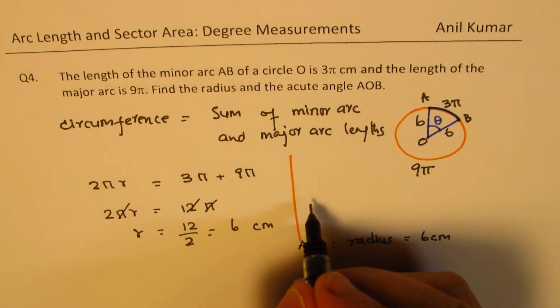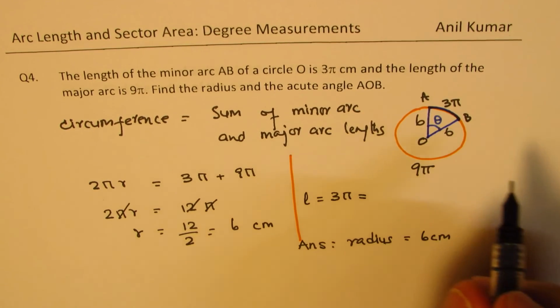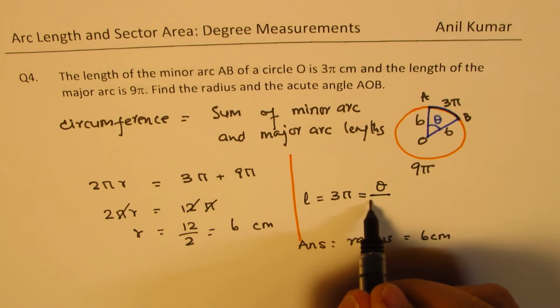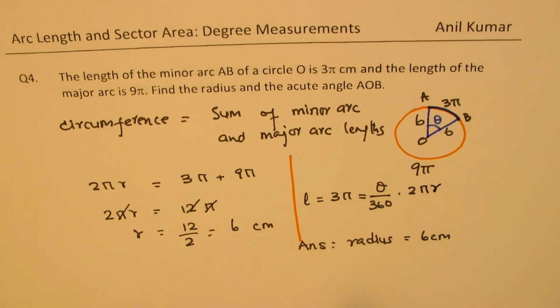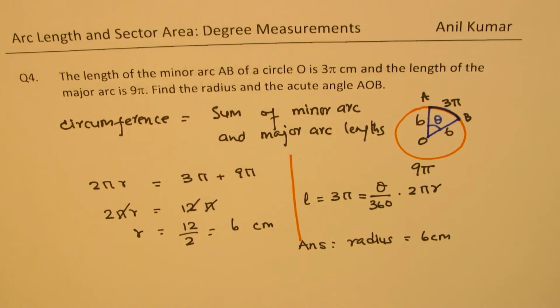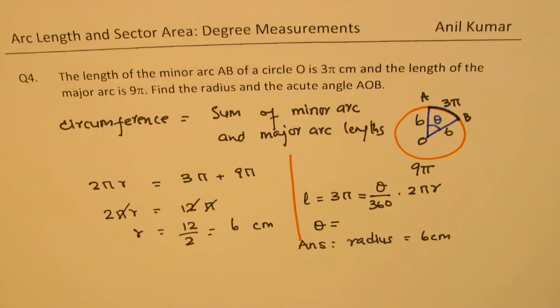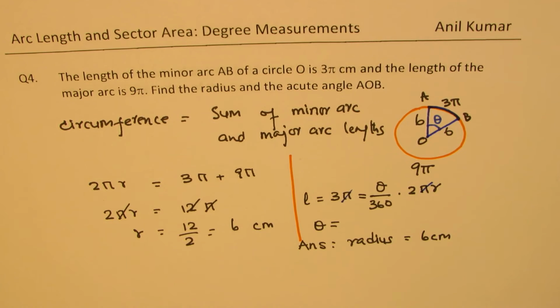So the arc length L is 3 pi, which should be equal to the angle theta over 360 times 2 pi r. We know what r is, so we can find what theta is, correct? So theta is equal to, let's just cancel a few terms to simplify, right?